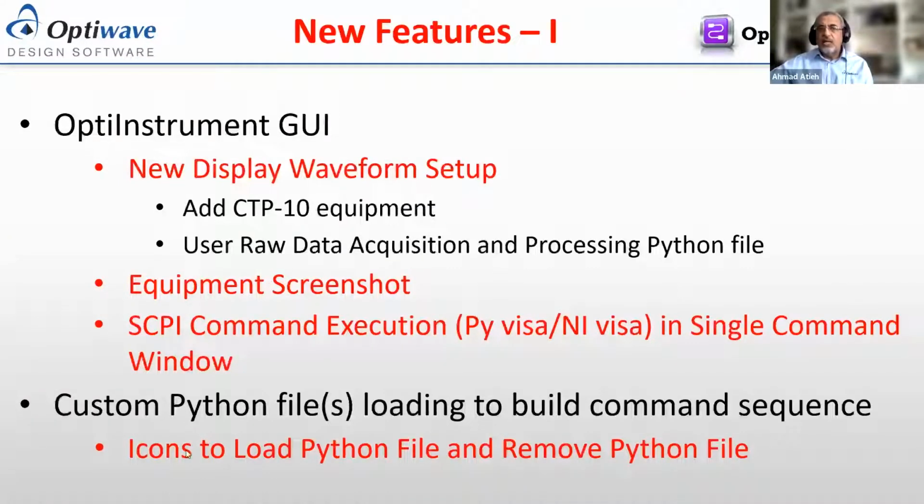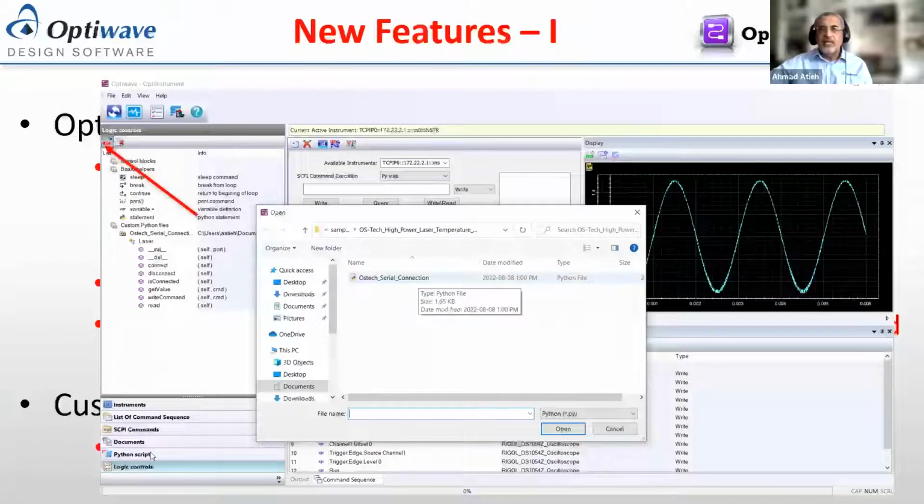The other thing is that we allow loading of custom Python files, and this makes OptiInstrument broader in application, with equipment that is, for example, Python-enabled. Under the logic control pane, you can have two icons, as you can see. One of them is to load this custom Python file, and the other is to delete the files. This has certain APIs that allow the user to control the equipment and enable automation.